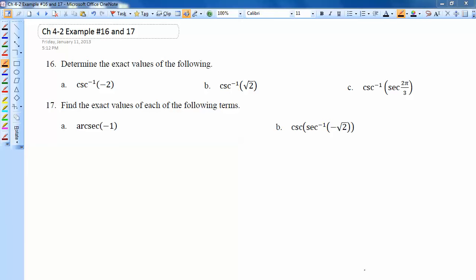Okay, so what I want to do is determine the exact values of these cosecant inverse and secant inverse problems. By the way, arcsec, that's the same thing as secant inverse. Arctan, same thing as tan inverse. Cos inverse, all that kind of stuff. I don't actually know where arcsec comes from.